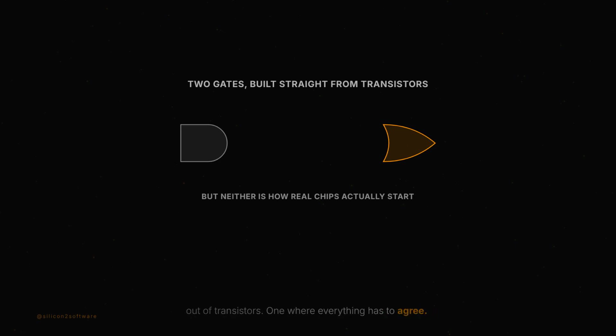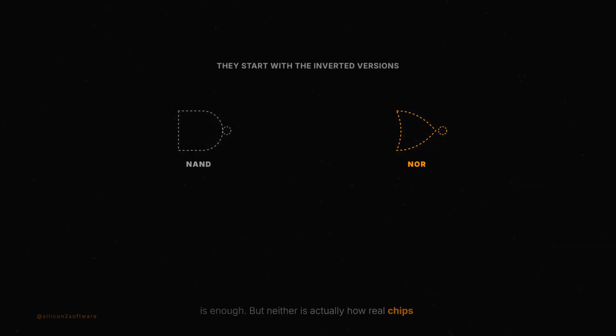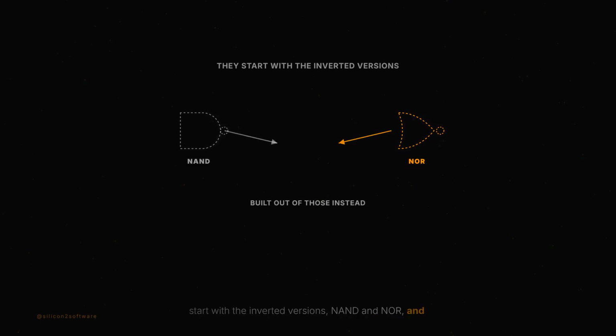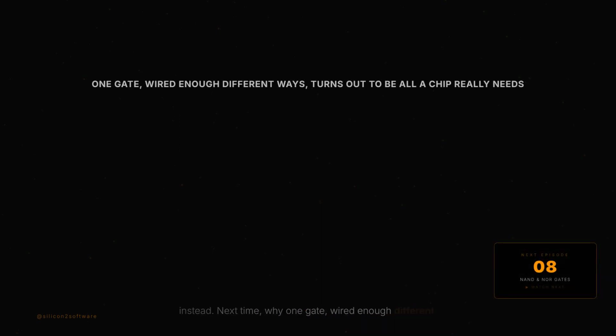One where everything has to agree, one where just one is enough. But neither is actually how real chips start. They start with the inverted versions, NAND and NOR, and build these two familiar gates out of those instead. Next time, why one gate, wired enough different ways, turns out to be all a chip really needs.